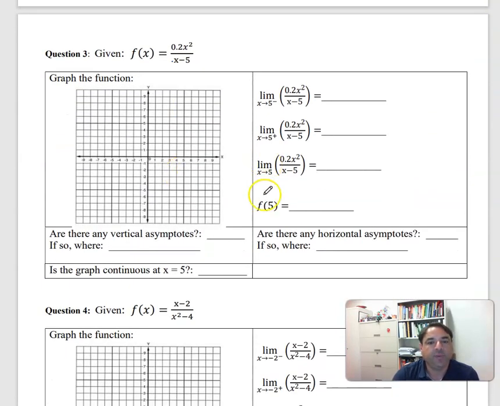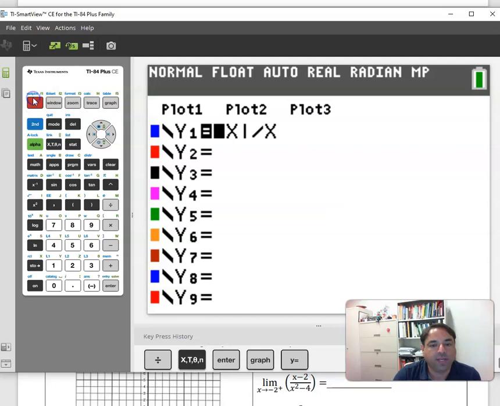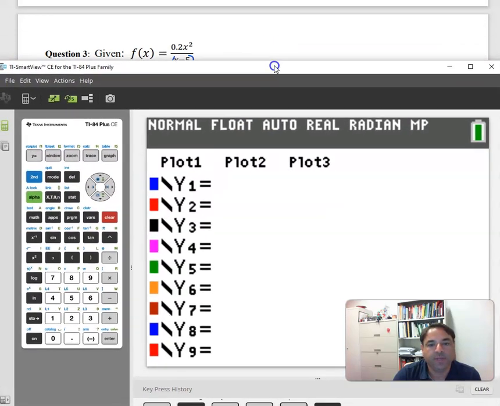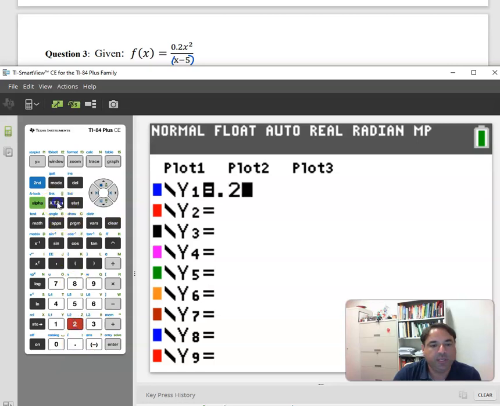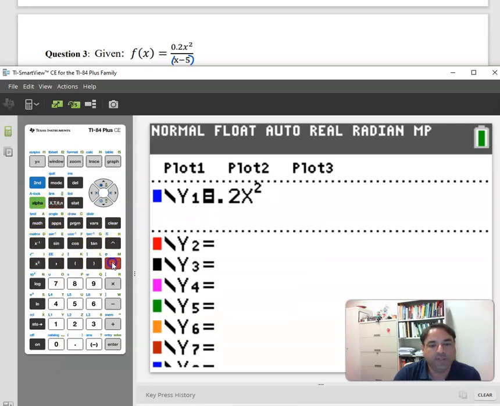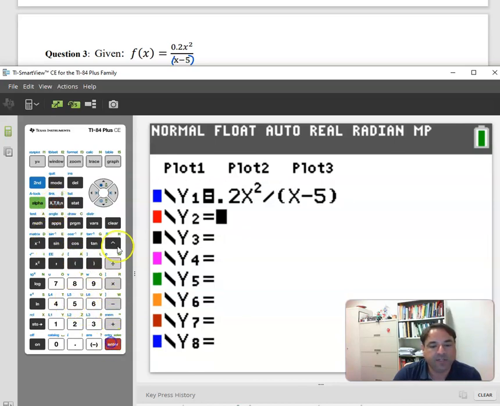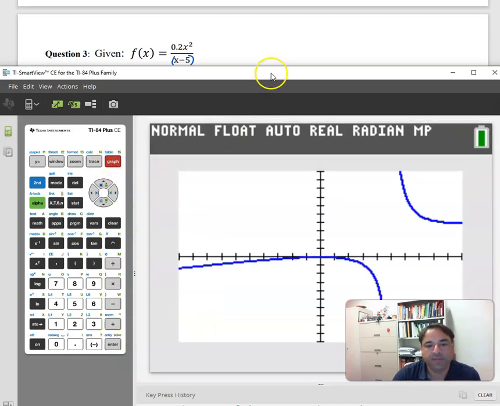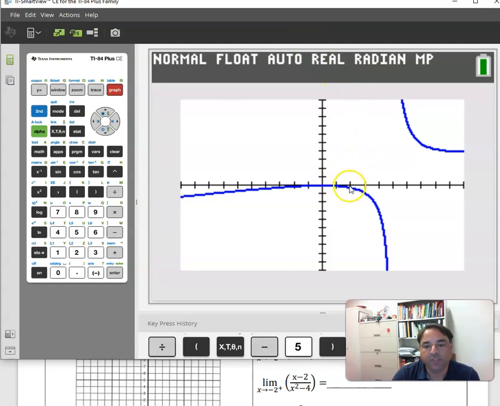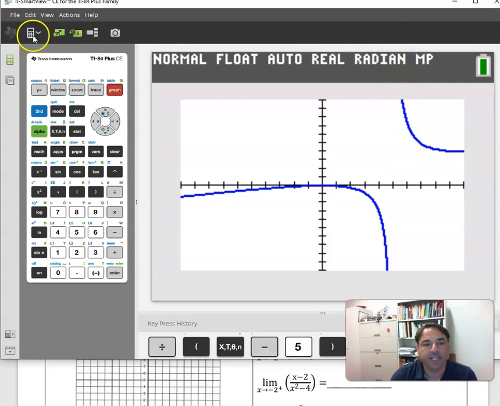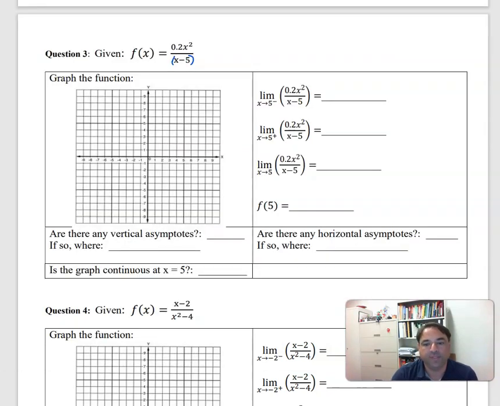Okay. The next one we have is 0.2x squared over x minus 5. A little tip here, make sure we put the denominator in parentheses. So we're going to go to our calculator, go to y equals, clear the old one, and we have 0.2x squared divided by parenthesis x minus 5, close parenthesis, hit enter. Graph. Okay, we have something that looks like that. Note that at 1, 2, 3, 4, 5, 6, around there, that's where the change happens. So we'll do our best to draw it.